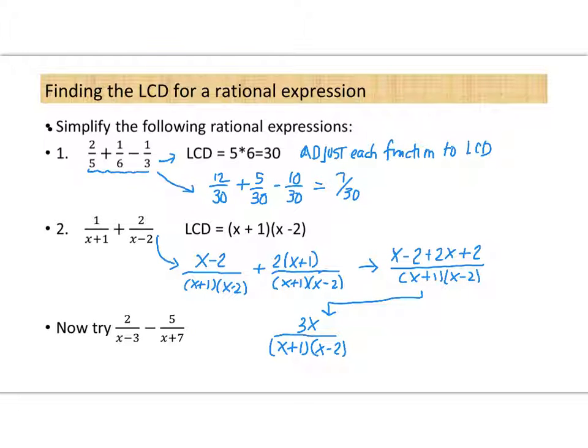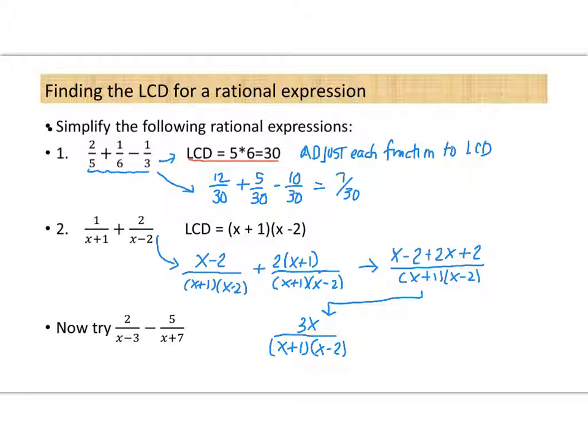Our next skill is finding the least common denominator for a rational expression and simplifying. So we're going to simplify the following rational expression. In number 1, I have just fractions: 2/5 plus 1/6 minus 1/3. You will notice that the LCD, the least common denominator, is 30.